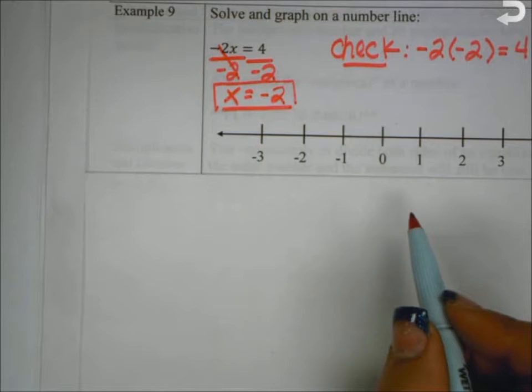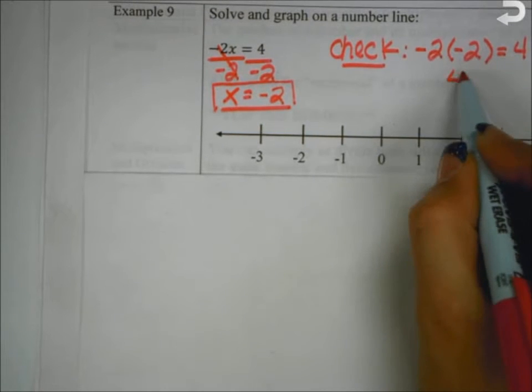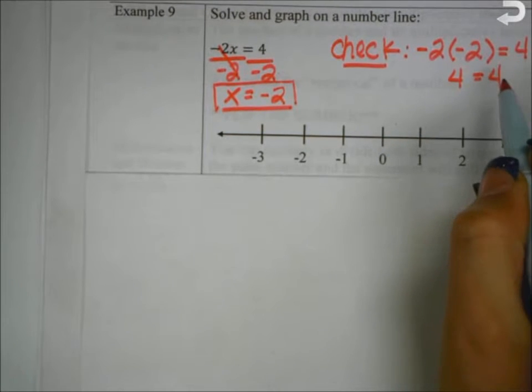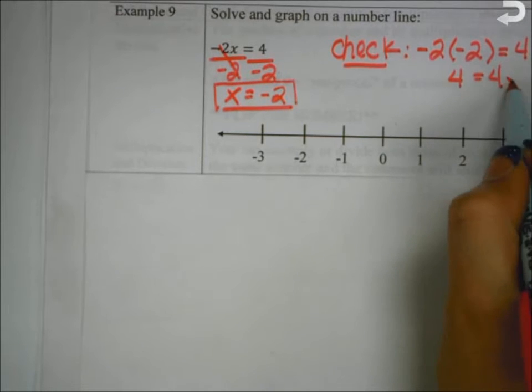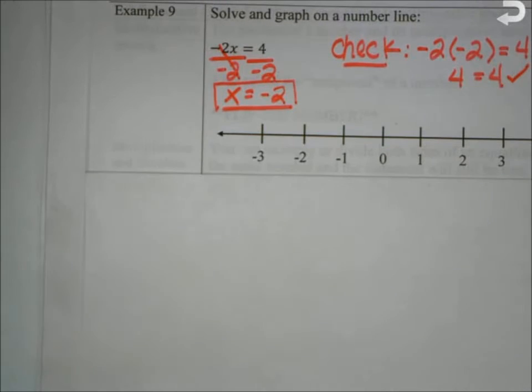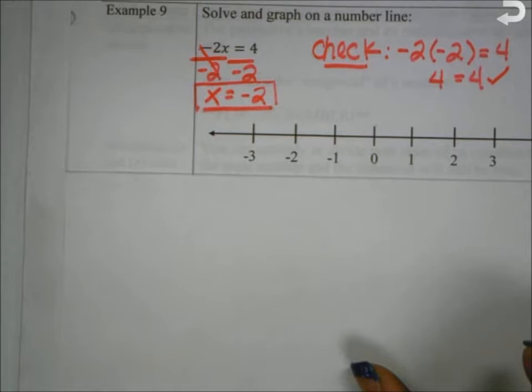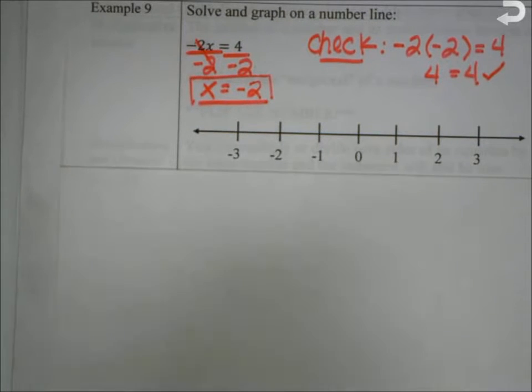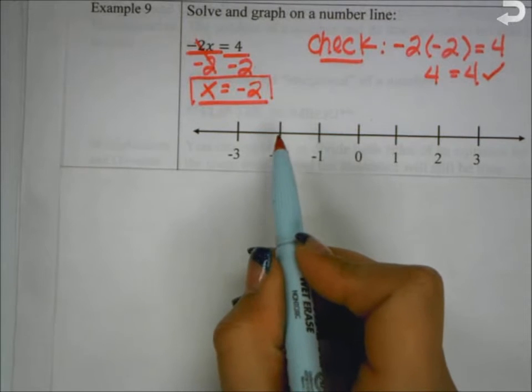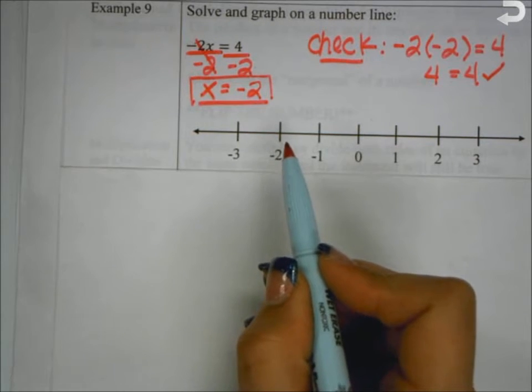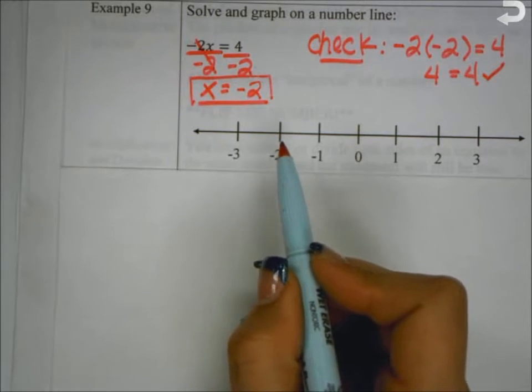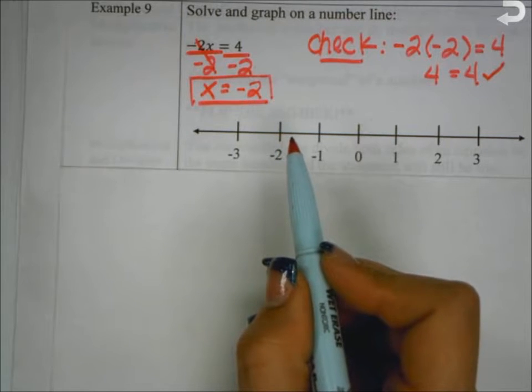Now we need to graph it. So I know that I'm going to put a dot at negative 2. What kind of dot am I going to put? Bree, what kind of dot am I going to put? A solid dot at negative 2. Am I going to have a line? No. No line because it's just equal to. So this is what my graph should look like.